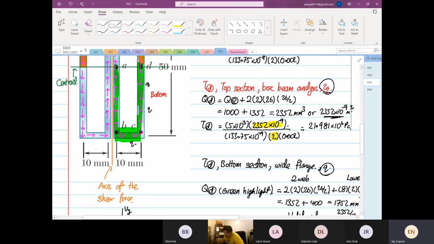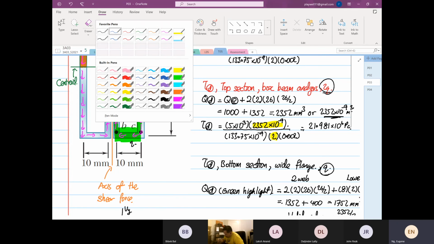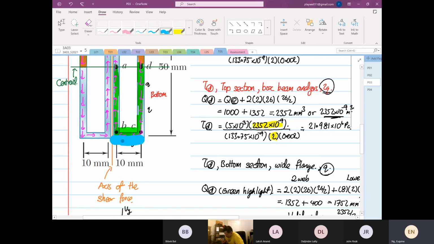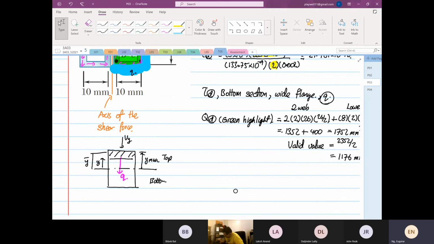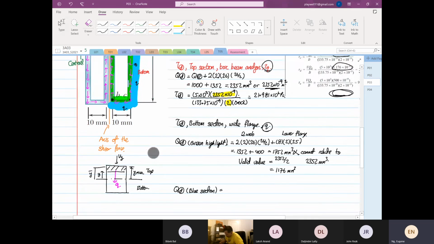So now, what if we take this area? What if we just consider this area, just consider the L? Will the value be the same? Okay, we try. So consider QD. Just consider the blue section.